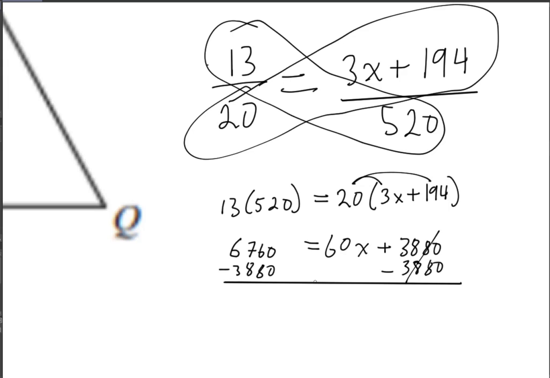And I should get 60x is equal to 2,880. I'm going to divide that by 60, which is equal to 48. So x is equal to 48, and 48 is the winner chicken dinner for that problem.